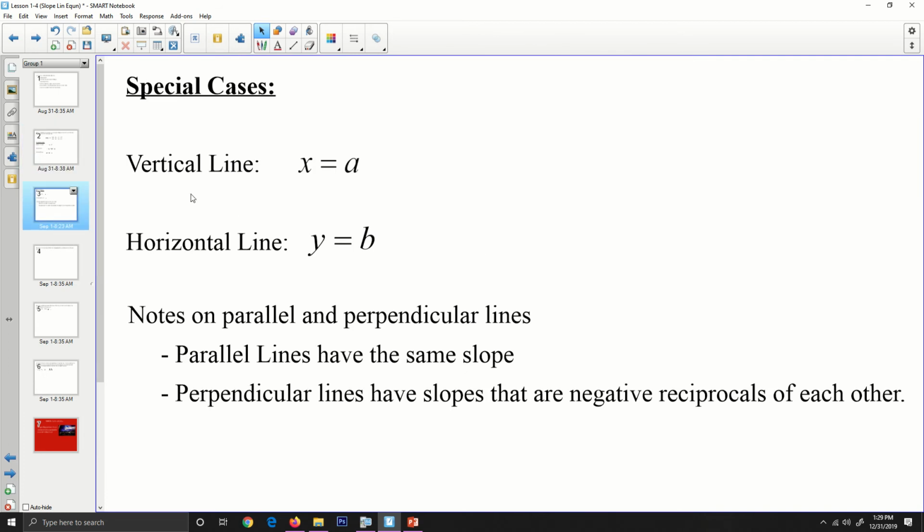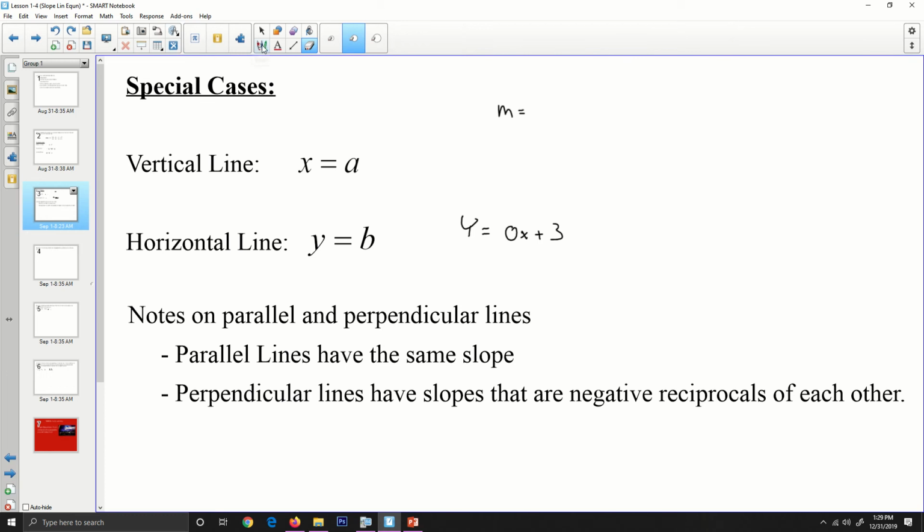Special cases: there's a vertical line, it's x equals some constant, and a horizontal line, y equals b. If you think about a horizontal line, and you'll see it here in a moment, if I go y equals 0x plus 3, well, the slope is 0, m equal to 0.